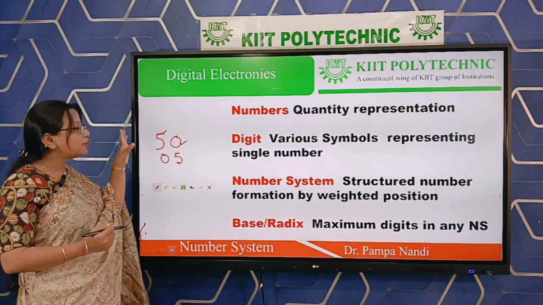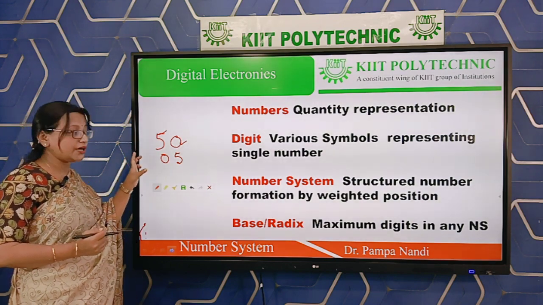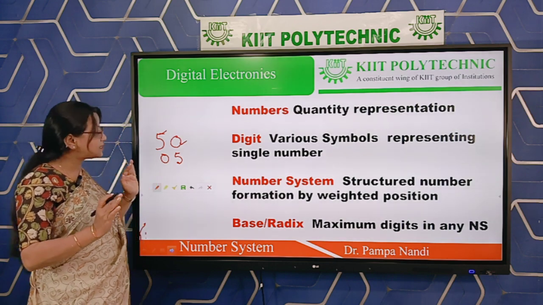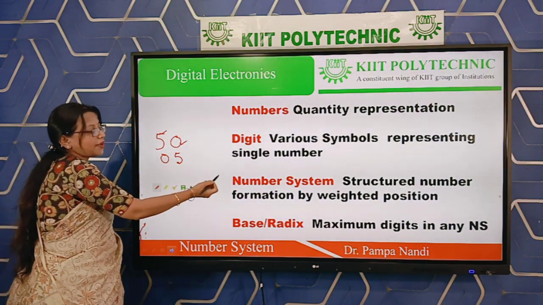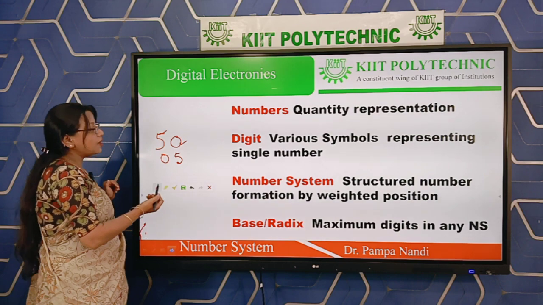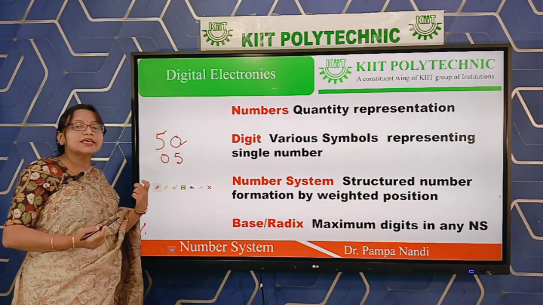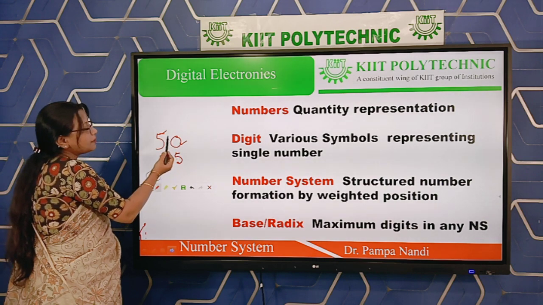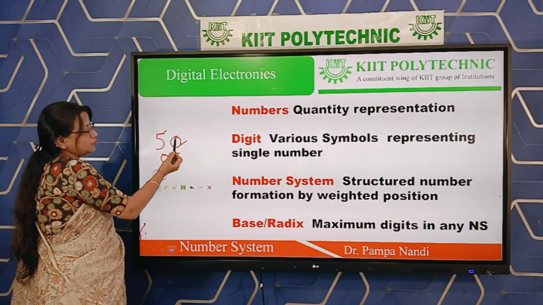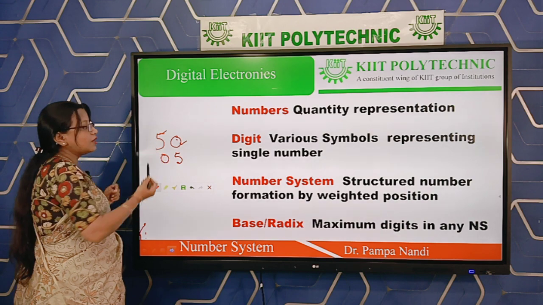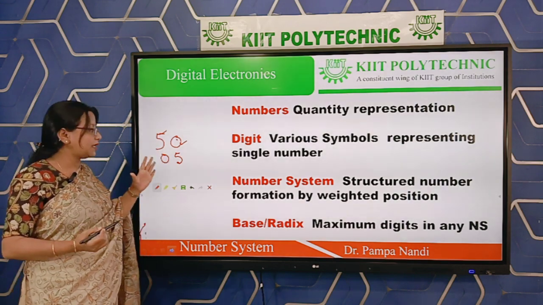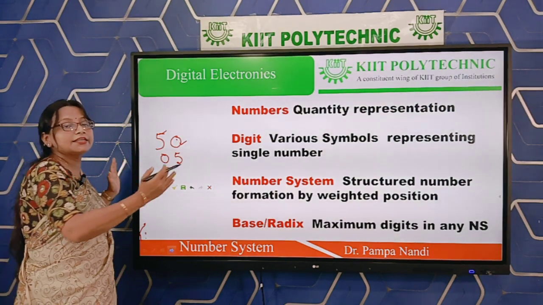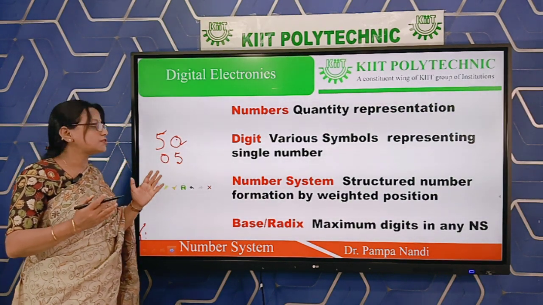So when we are framing a number, it should follow some system. According to following this system, we get the sense of the number. What is the meaning? It depends on the place of the 0: 0 is here or 0 is there. So according to the place, the position of the digits in any system, the number is formed.